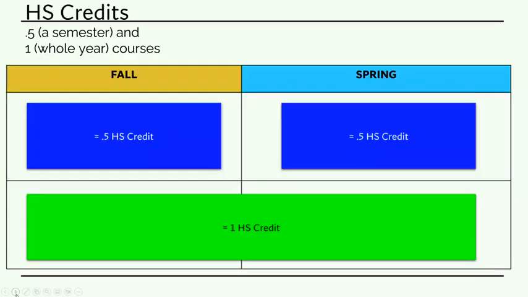So here's how a credit works. If you take a 0.5 class, it will either be in fall or spring semesters. If you take it in fall, that will include the first 9 weeks and the second 9 weeks. If you take it in the spring, that will be the third 9 weeks and the fourth 9 weeks. If you take a credit class that is equal to 1, it's going to be both fall and spring semesters.